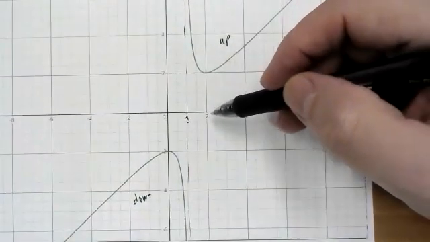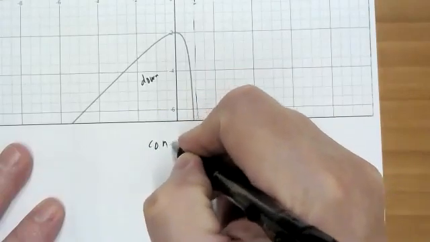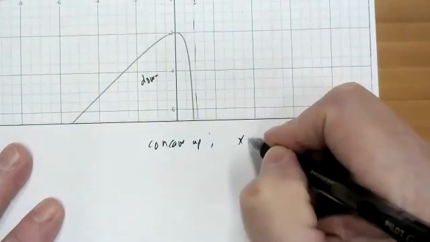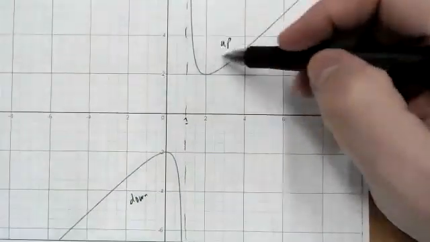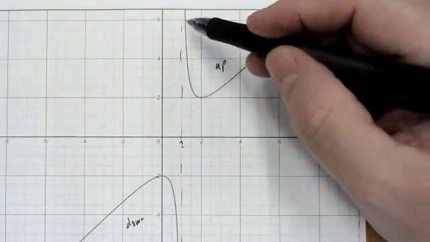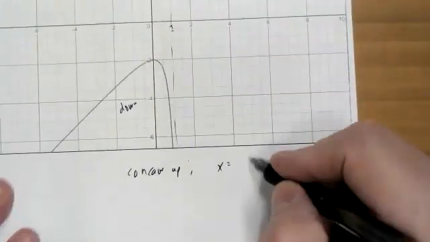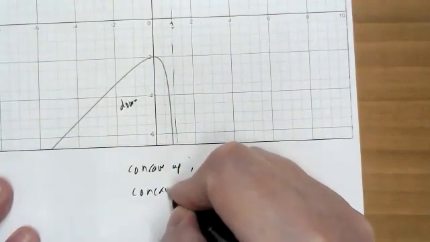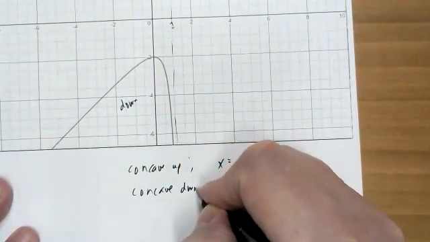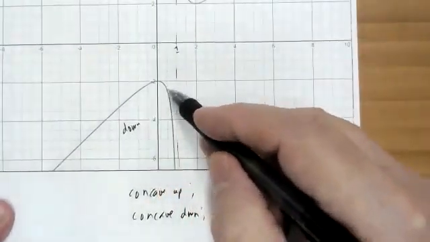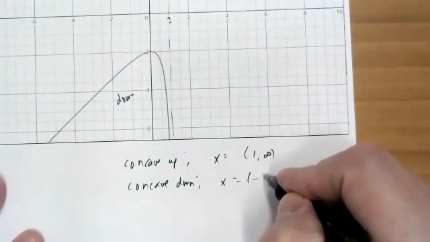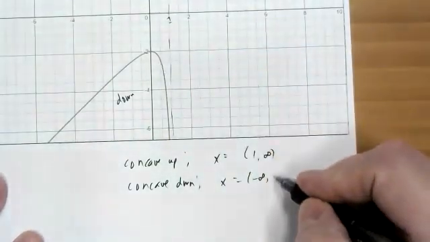So this would be concave up. This one, once again, because there's no point of inflection, we can actually define the intervals. Concave up is this part here. It starts at 1, and it goes to infinity. And then concave down starts here at negative infinity, and it goes to 1.